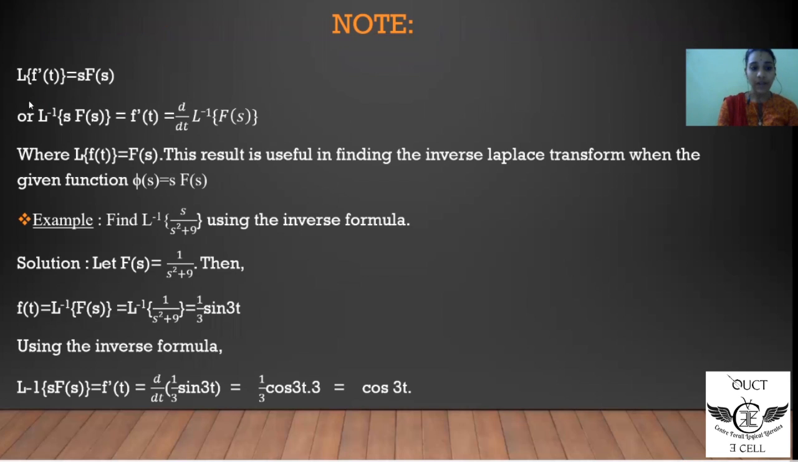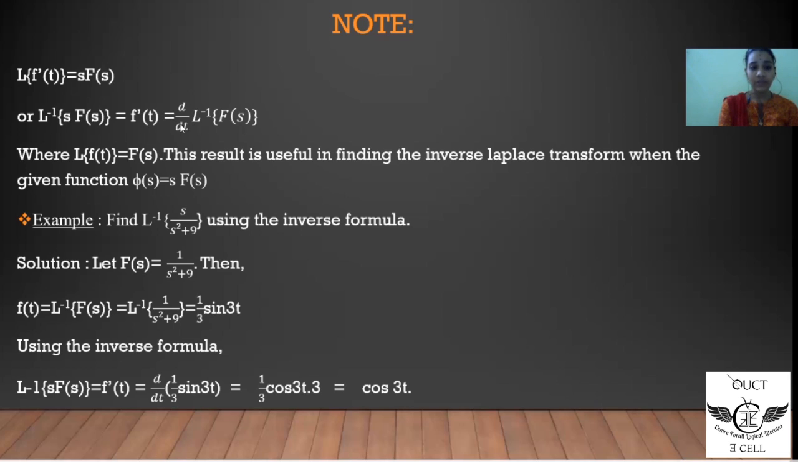If Laplace of f dash of t is equal to s into F(s), then inverse Laplace of s into F(s) is equal to f dash of t, which is also equal to d by dt of L inverse of F(s). If the inverse Laplace transform of s into F(s) is equal to f dash of t, this is equal to the derivative of the inverse Laplace transform of F(s). The inverse Laplace transform of F(s) is nothing but f(t). The derivative of this f(t) is equal to f dash of t.